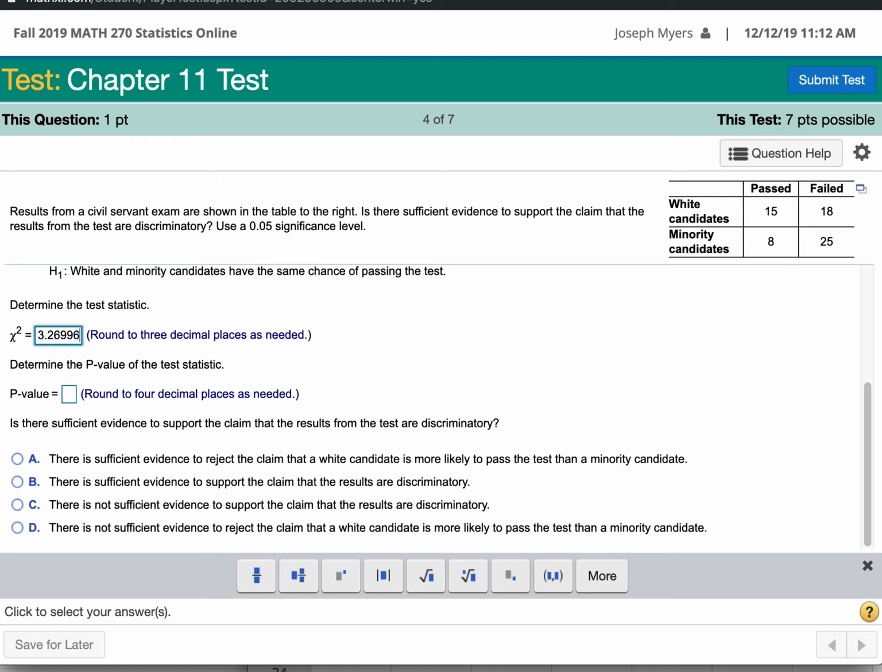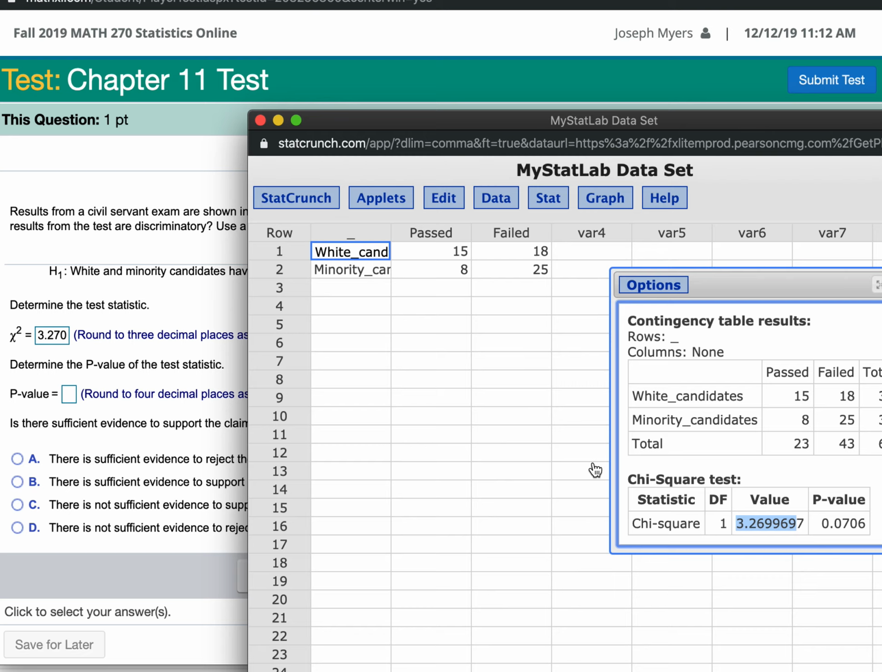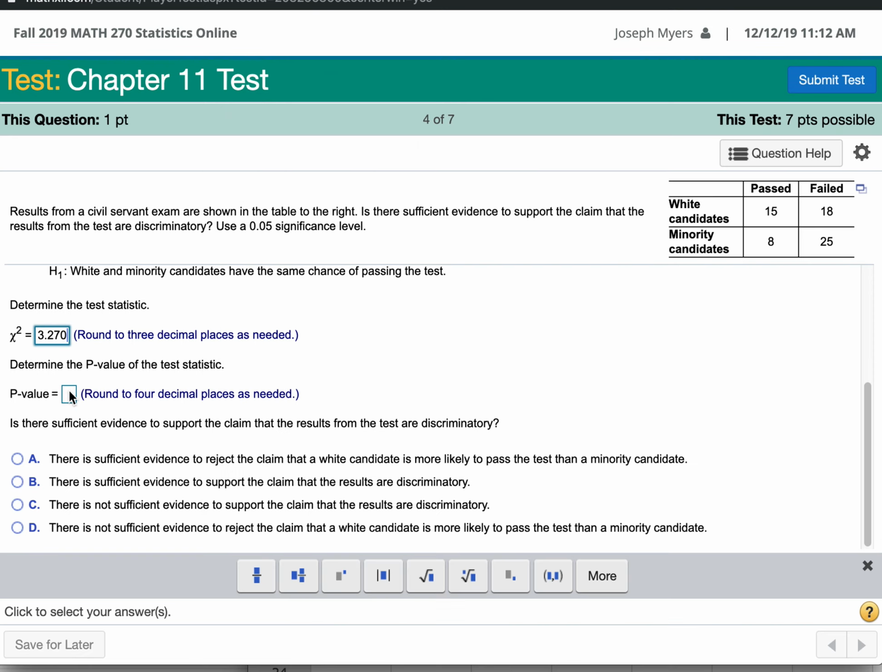And round it off to 3. And the p-value is 0.0706. And this means that since the p-value is higher than the significance level, there is not sufficient evidence.